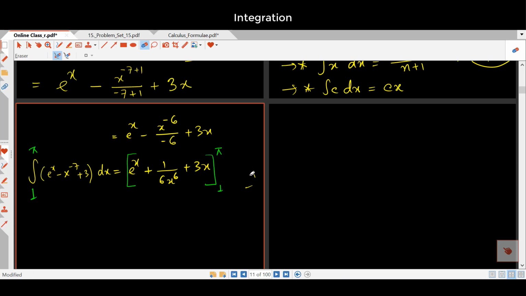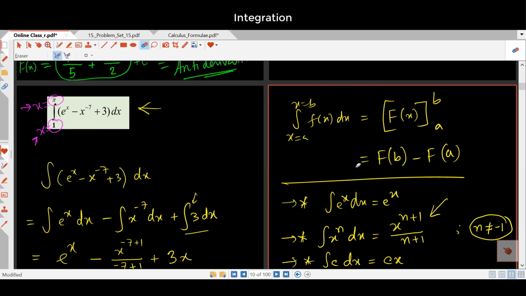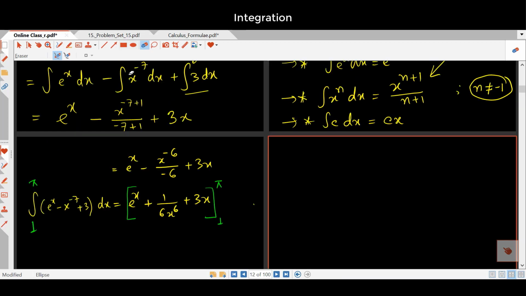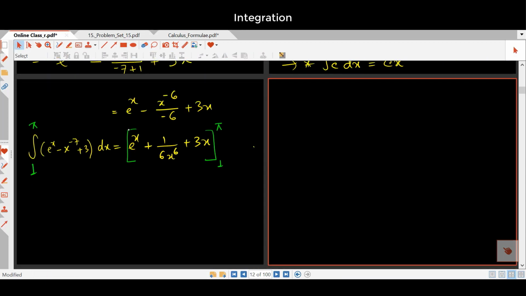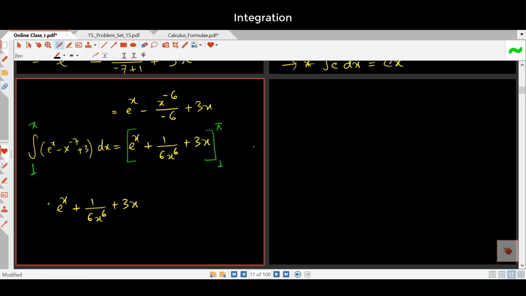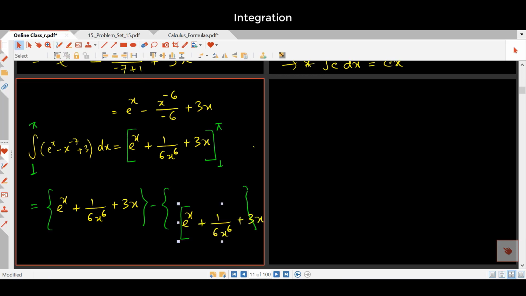Now have a look at the fundamental theorem of calculus, that is, if f of x is continuous over a to b, and you have the antiderivative capital F of x, then the area or the definite integral will be capital F of b minus capital F of a, where you have x input b and a. That is the thing. So our antiderivative is this one. So the result will be the antiderivative at the upper limit minus the antiderivative at the lower limit. So let me write here correctly.